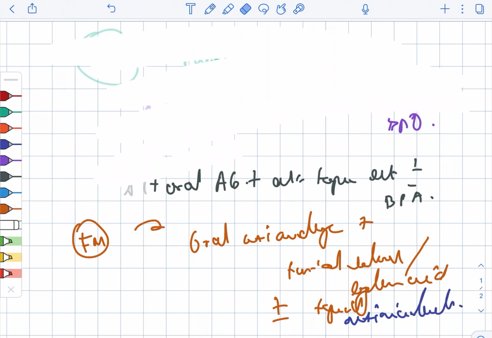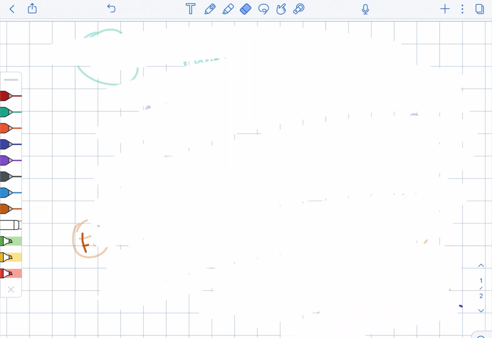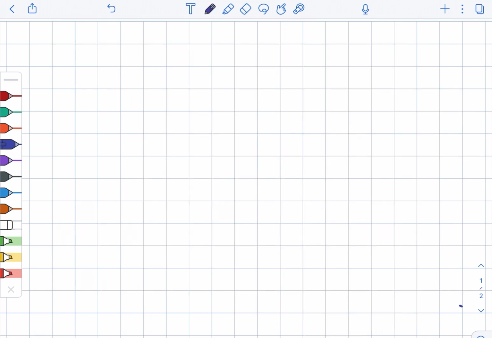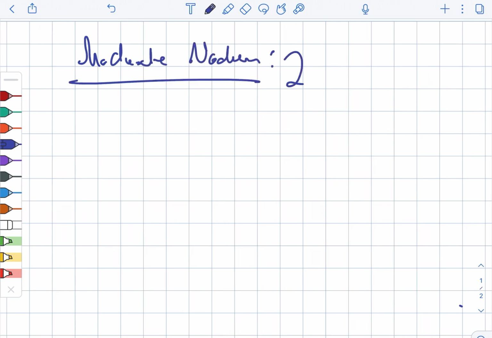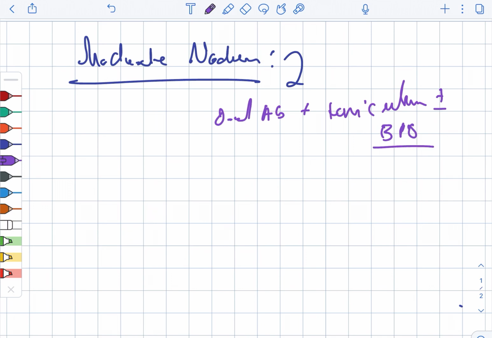Next what we are seeing is moderate nodular. So in case of moderate nodular, it includes the first choice, it includes the oral antibiotic along with the topical retinoid plus or minus the BPO. Now we are looking at the alternatives.